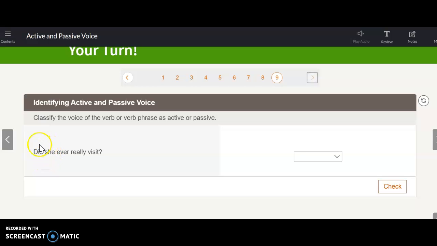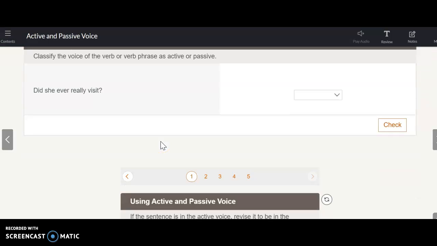With questions, you can usually flip the 2 words and make it a sentence, and it helps. So you could say, "She did ever really visit." And somehow that makes it easier, right? So you can see the subject is she. The predicate is did visit. Is the subject doing the action? If so, it's active voice. If the subject is not doing the action, then it's passive voice.